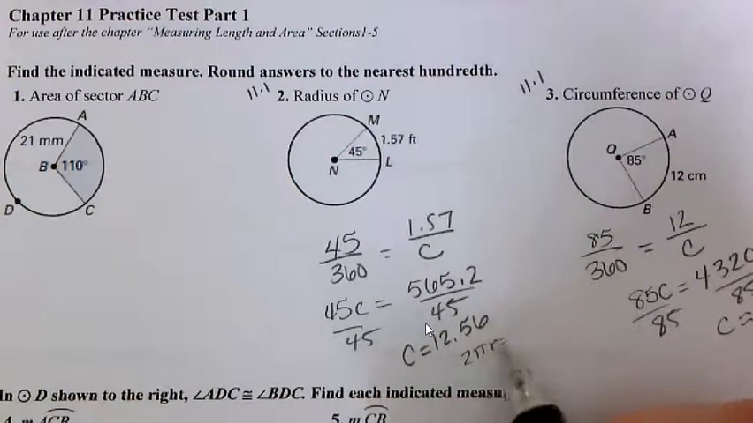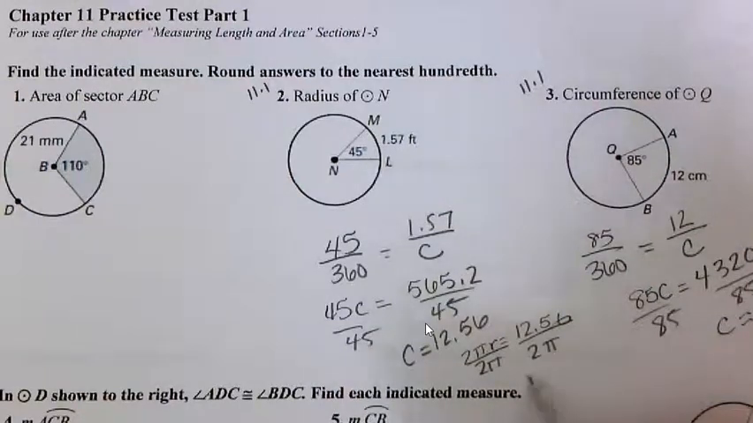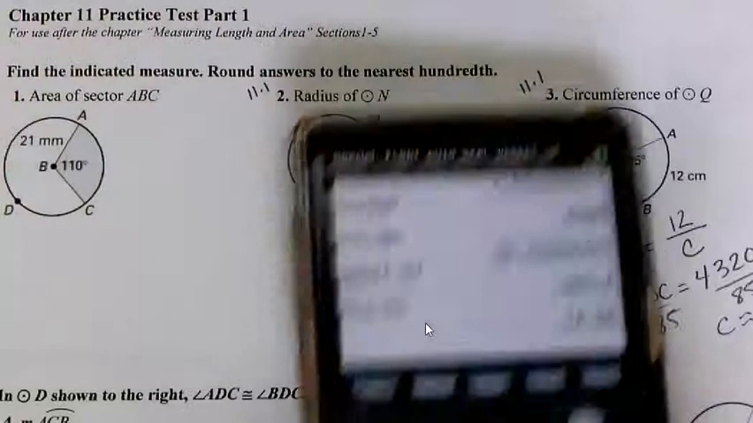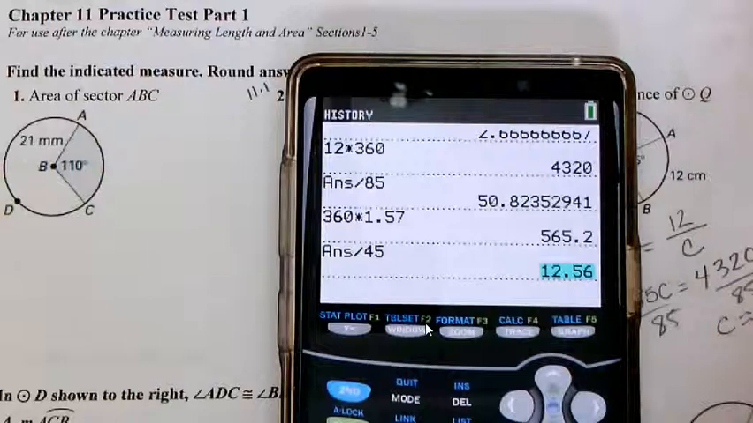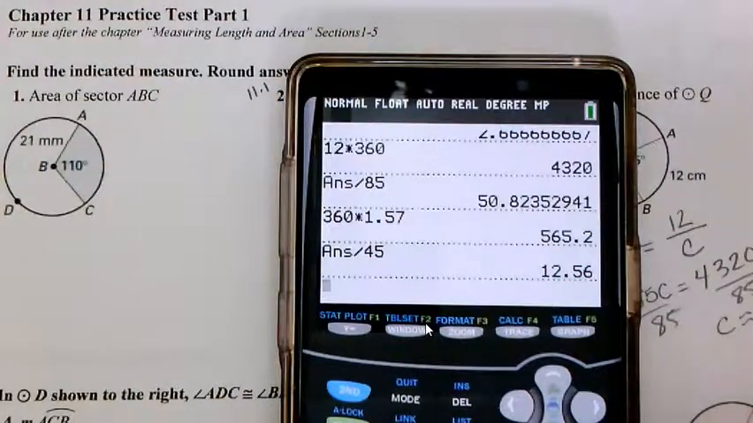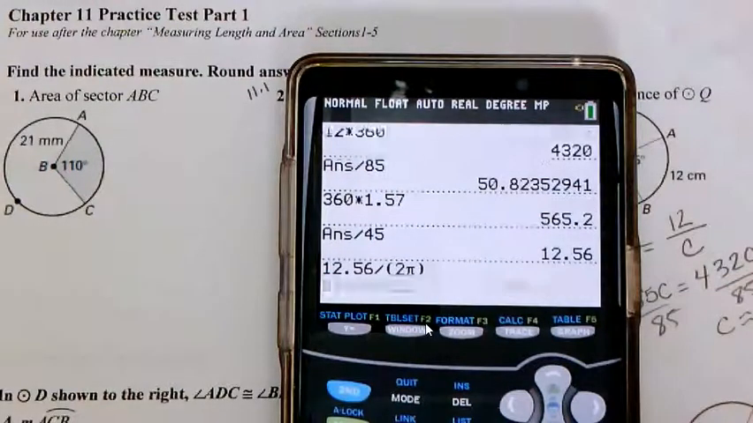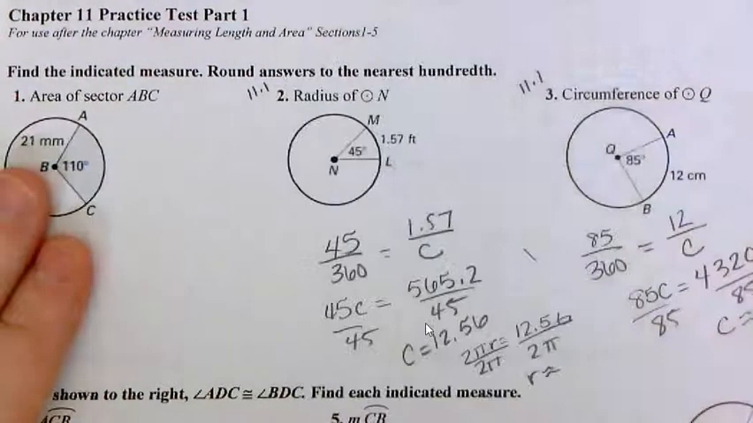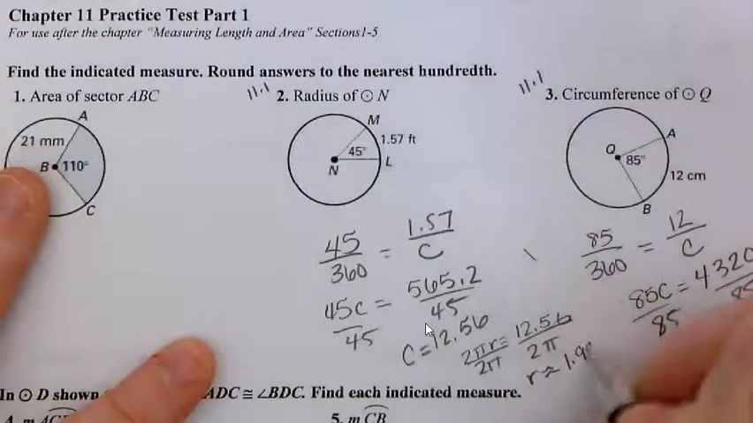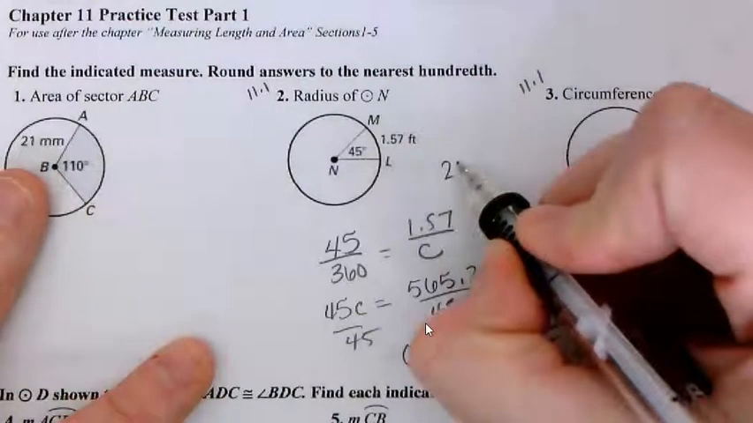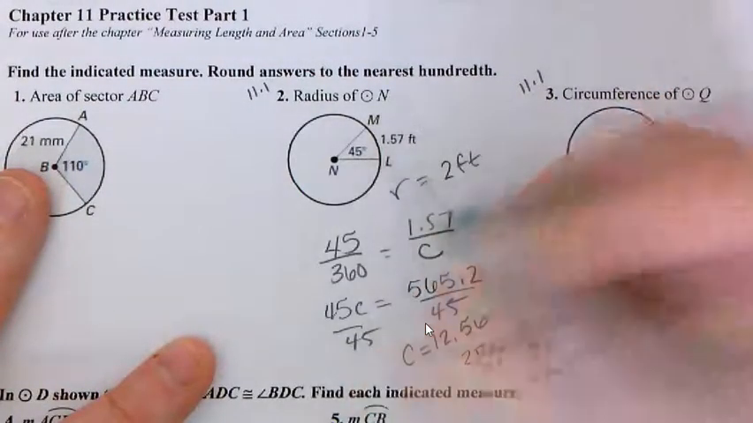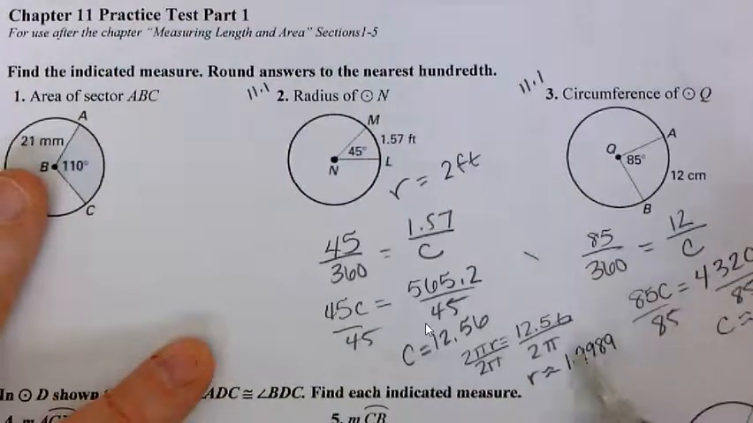If I take this and set it equal to 2 pi r, divide by 2 pi. Radius is approximately, so in my calculator, when you divide 12.56 by 2 pi, make sure that you put it in parentheses and get your answer that way. So my radius is approximately 1.9989. Rounding to the nearest hundredth, this becomes 2 feet, because that 8 makes that 9 become a 0, carry a 1 over, becomes 2.